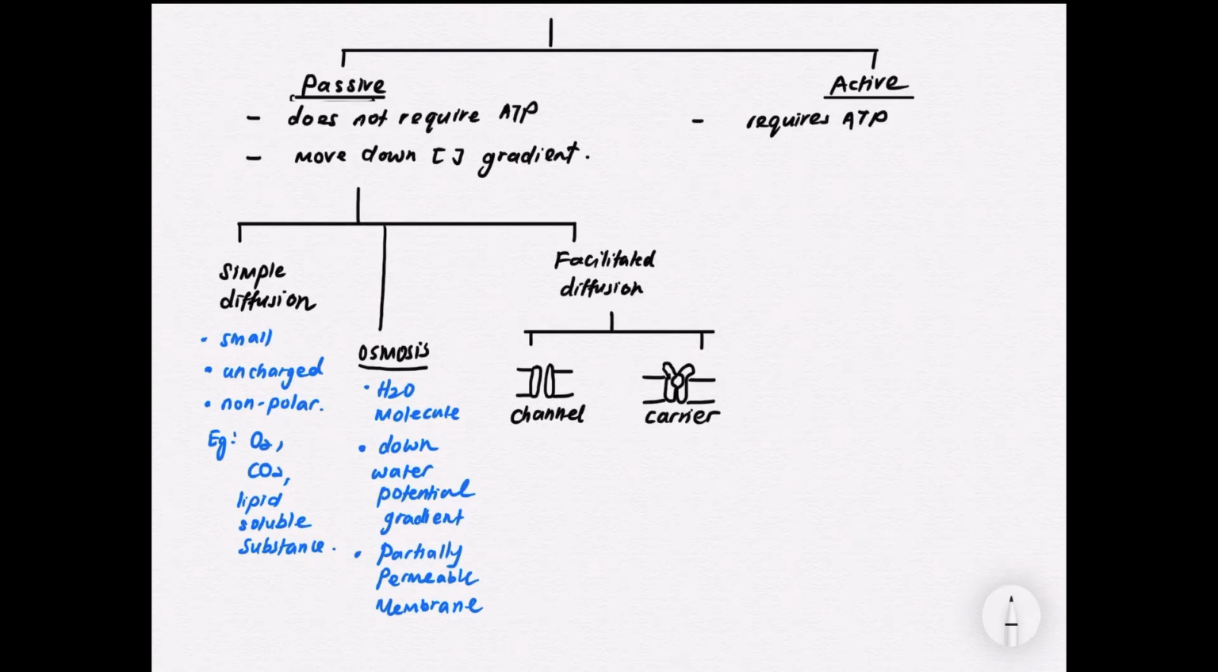So what is the difference? Channel protein transport small molecules and usually charged, such as ions and water molecules, whereas carrier protein transport usually large and polar molecules. Example, glucose, amino acid.